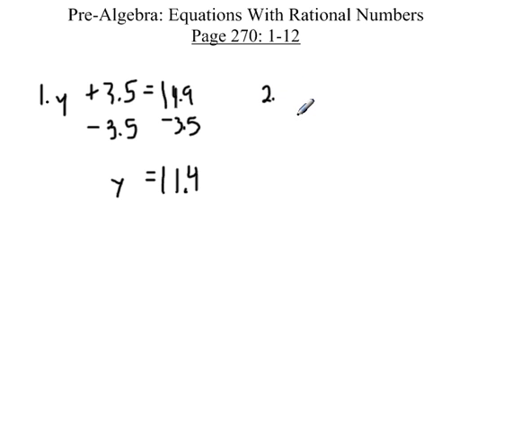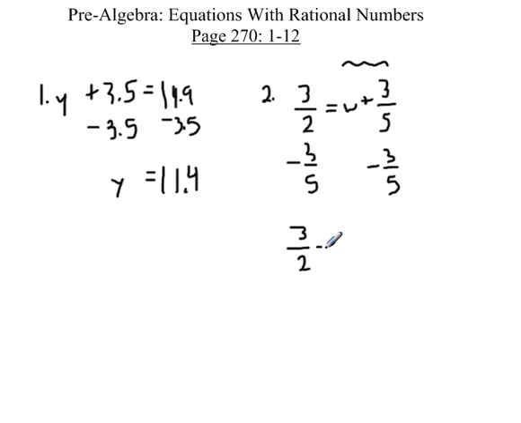Number 2. This one contains fractions. So you have 3 over 2 equals w plus 3 over 5. Now the variable side this time is on the right side, so start here. Since it's 3/5 added to w, what you're going to do, again, treat it just like it was a whole number, is the opposite. So subtract 3 over 5 from both sides. So what you're actually going to end up working with is 3 over 2 minus 3 over 5. And that equals w.